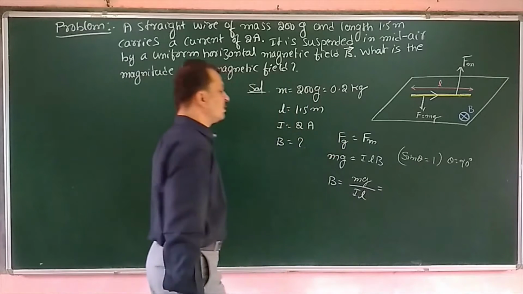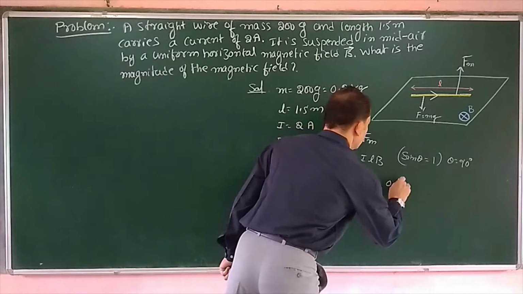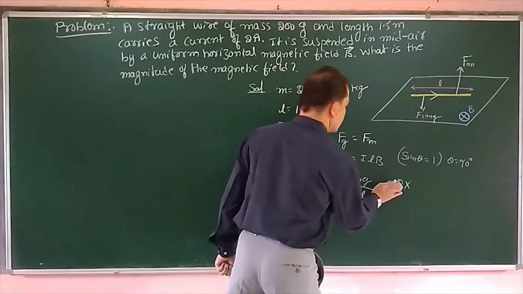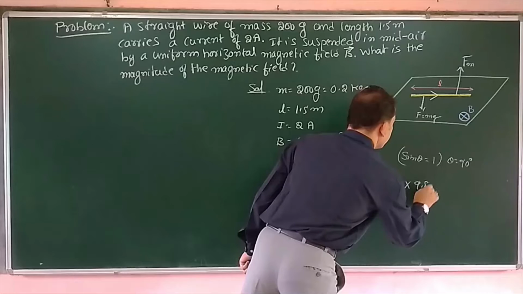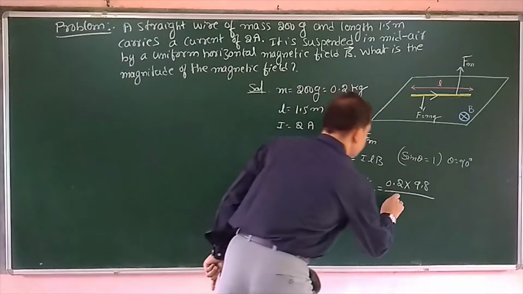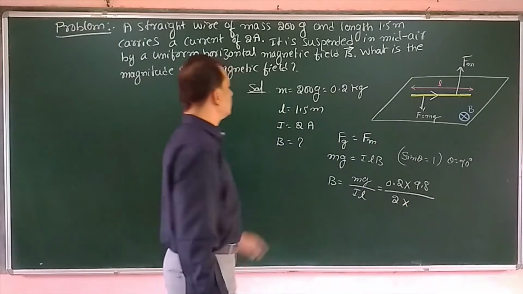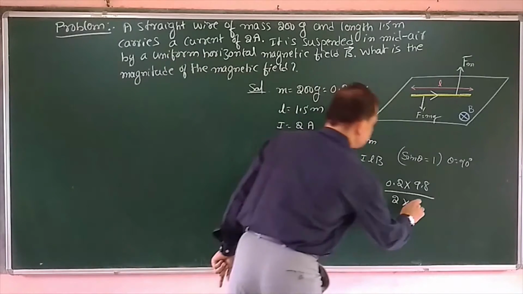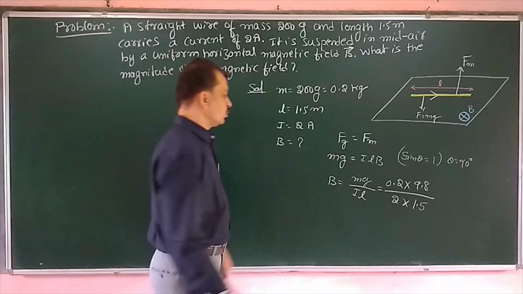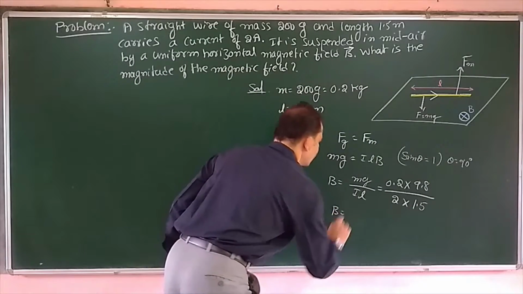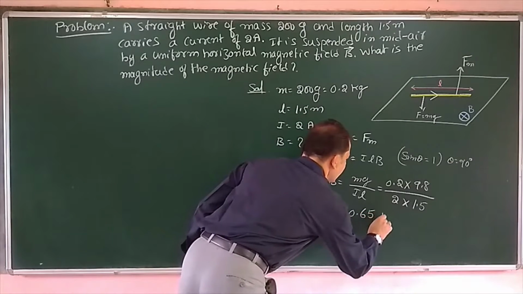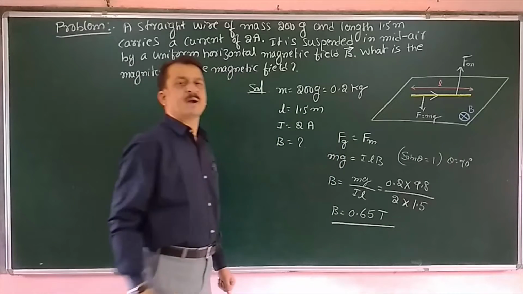Now simply substitute the values. m is 0.2 and we are familiar with the acceleration due to gravity, it is 9.8, divided by I. Current is 2 amps, 2 amps of current is flowing, into L equal to 1.5. If you work this out with the calculator, I will get the final value, 0.65 Tesla.